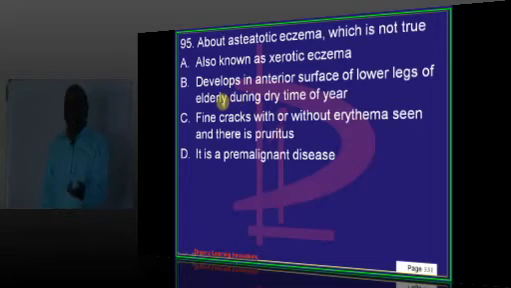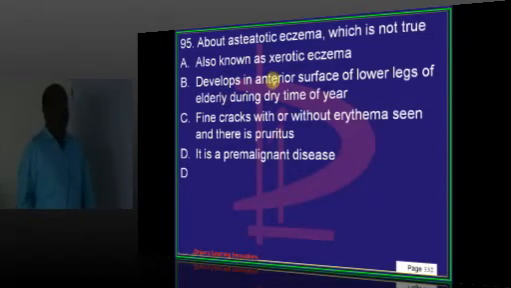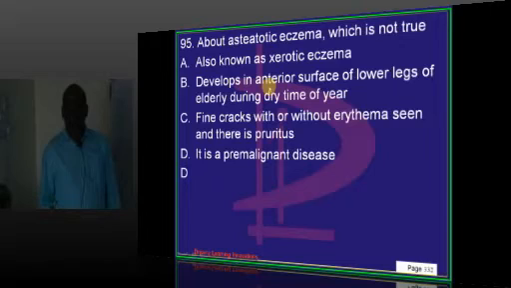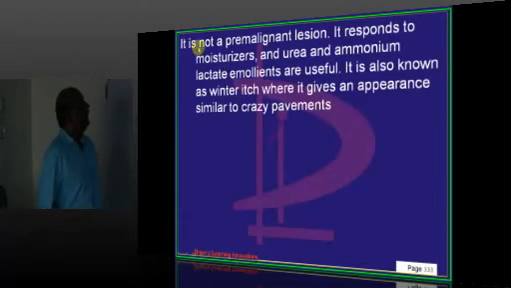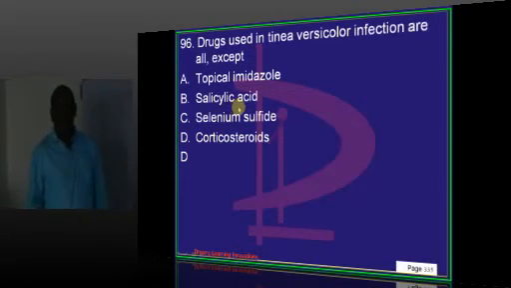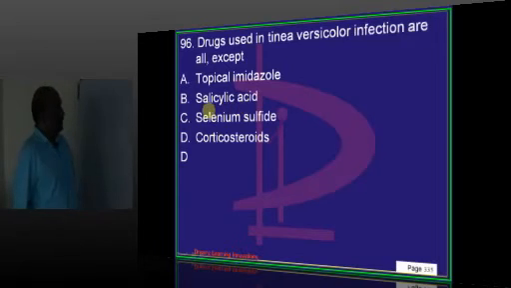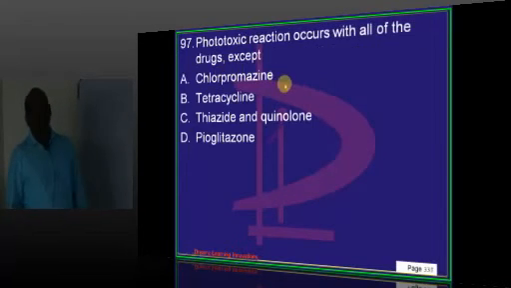Then osteotic eczema. What is fact about it? The word is eczema and it looks very benign. It is not a pre-malignant lesion. It is truly benign. Tinea versicolor infection, they use selenium sulfide shampoos, salicylate, imidazole, but not corticosteroids.